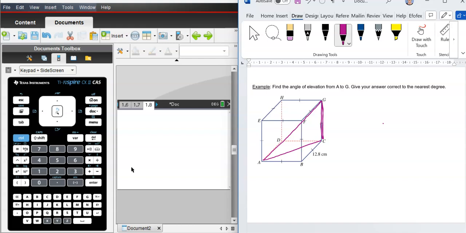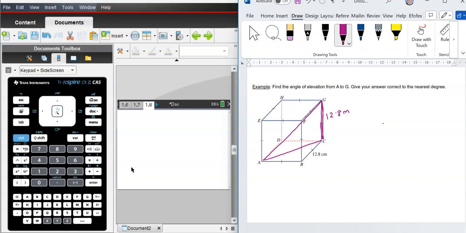So I don't have enough measurements from the triangle AGC. I'm going to have to do something else first. So I know from G to C is 12.8 metres. That's easy enough to see from the diagram. But the other 2 sides of that triangle I don't know anything about just yet. So it's going to be a 2-step process.